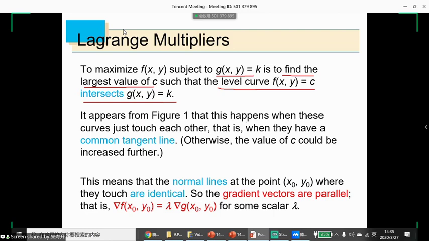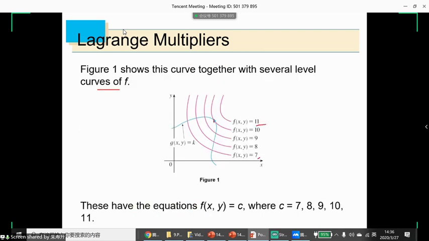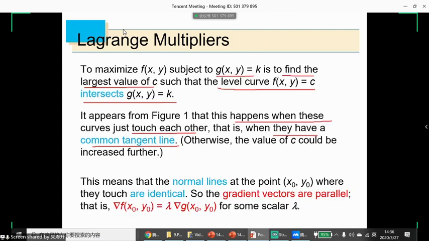It appears from the figure that this happens when the curves just touch each other, that is, when they have a common tangent line, like at this point. This is a maximal point. The blue line and the red line have the same tangent at this point, so they have a common tangent line.